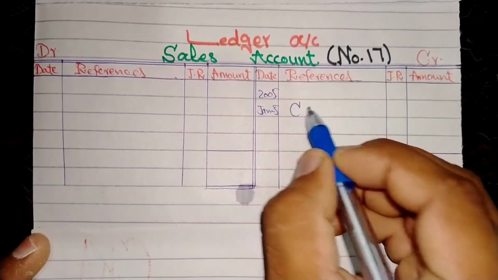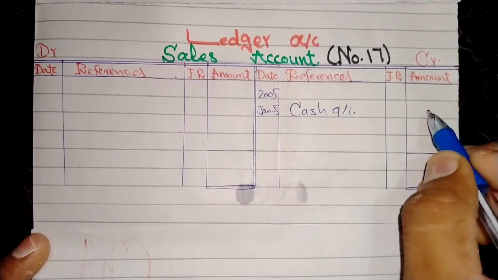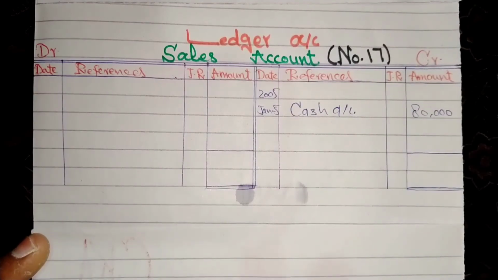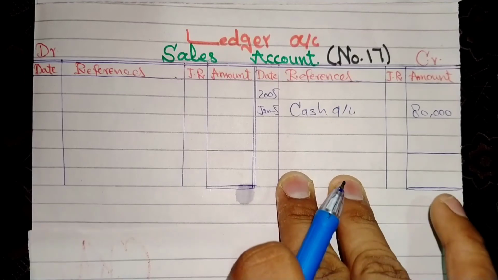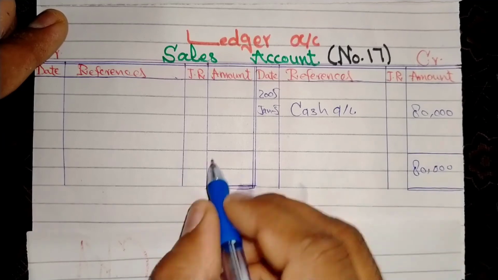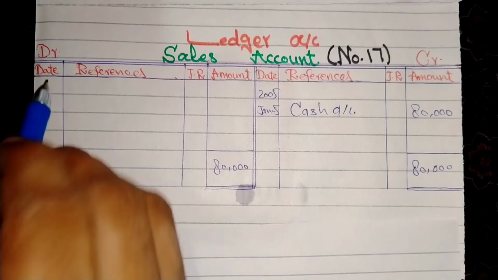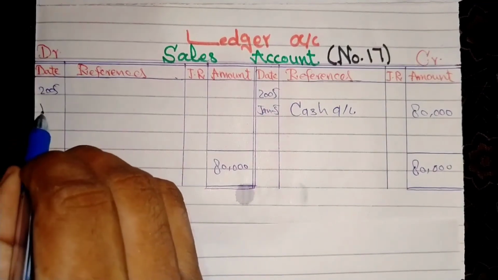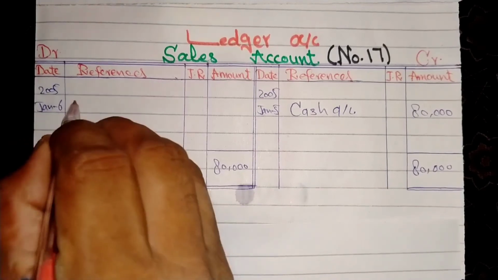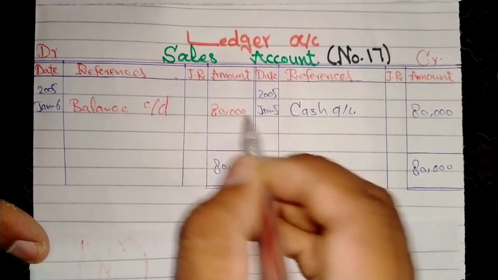Sales account is credited with cash account. We will enter the opposite account name here, which is cash account, with amount 80,000 rupees. There is no other transaction with the name of the sales account. So we will wind up this account in this way, 80,000 rupees and also 80,000 rupees. We have the balance carry forward on the last date, Jan 6th, which is the ending date of the session. Balance carry forward is 80,000 rupees.